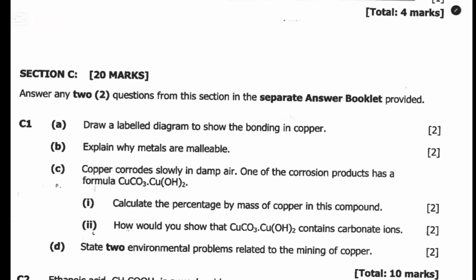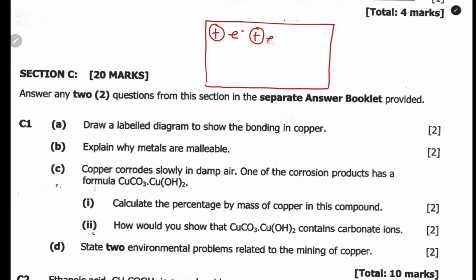The first question is: draw a labelled diagram to show the bonding in copper. One thing you should know is that copper is a metal, and therefore the kind of bonding that occurs is metallic bonding. To present the diagram for metallic bonding, let us say this is a copper metal. The atoms of copper inside lose electrons, and the electrons become delocalized. When they lose electrons, they become positively charged, and electrons are negatively charged, and they are freely moving.